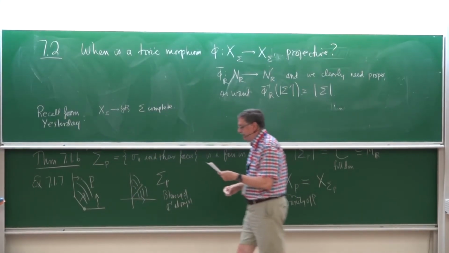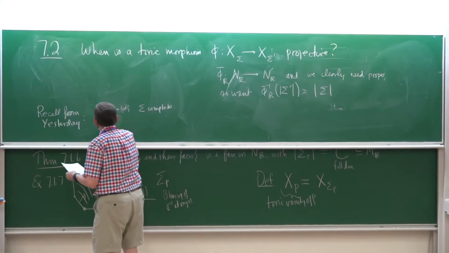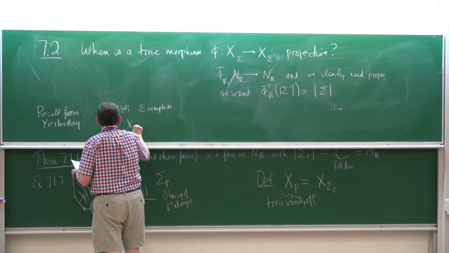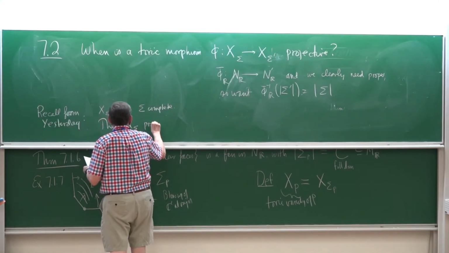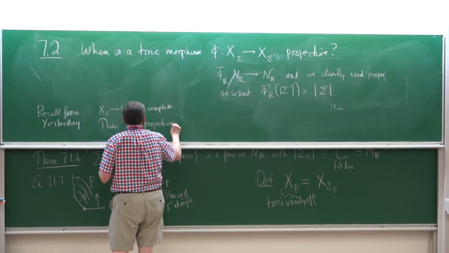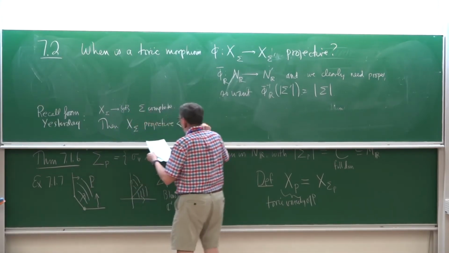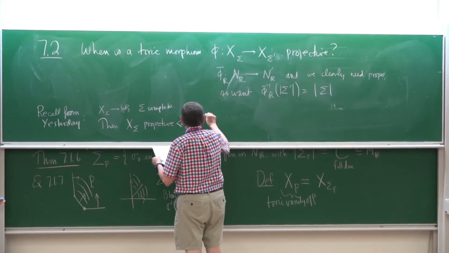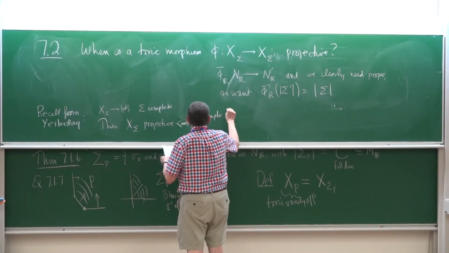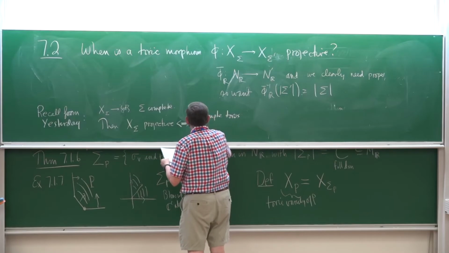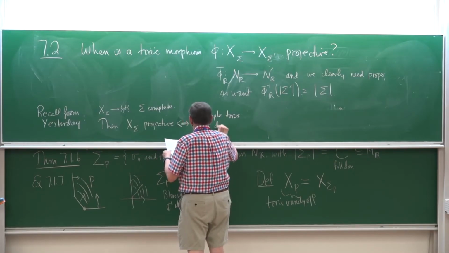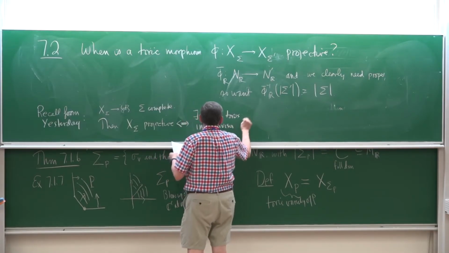And when is it projective? Remember, there are some equivalences. This is projective if and only if there exists an ample torus invariant divisor.